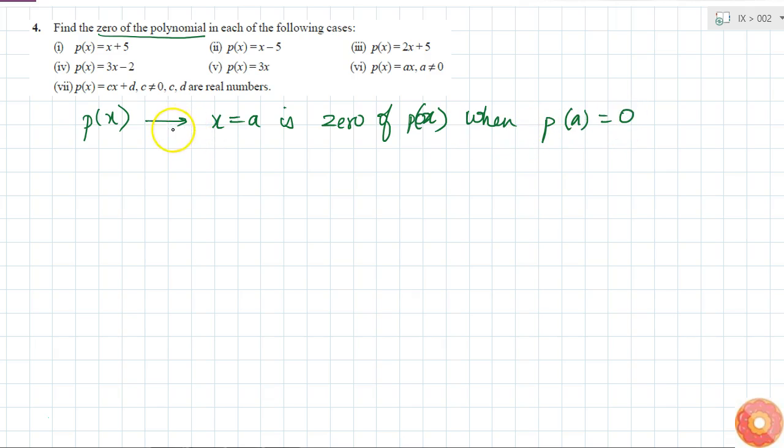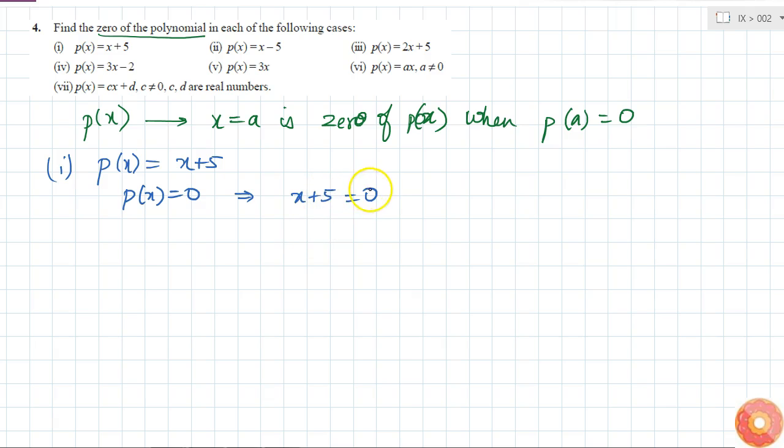That means that if I equate p of x equal to 0, then the value of x which I will get is the zero of the polynomial p of x. Let me start with the first one. The first one is given as the polynomial p of x is equal to x plus 5. So p of x equal to 0 means that x plus 5 is equal to 0.